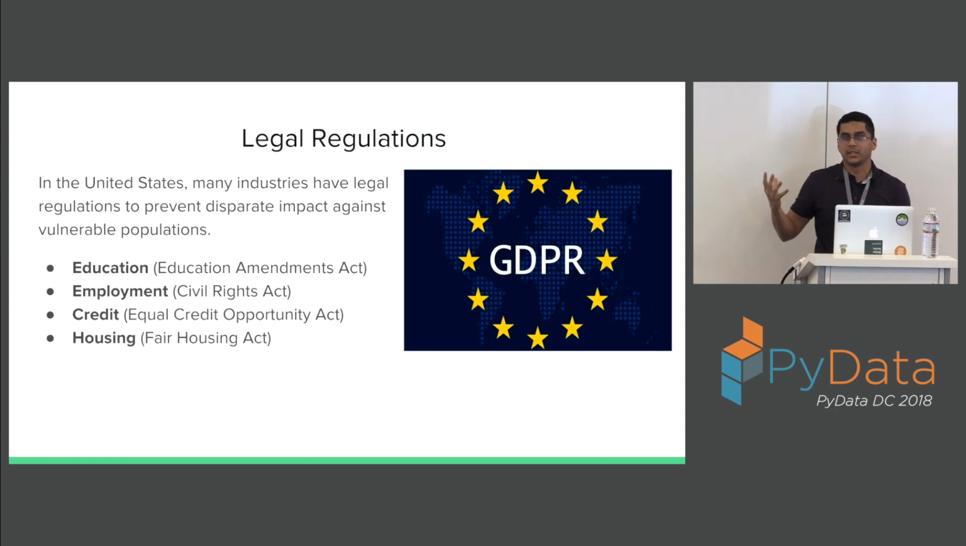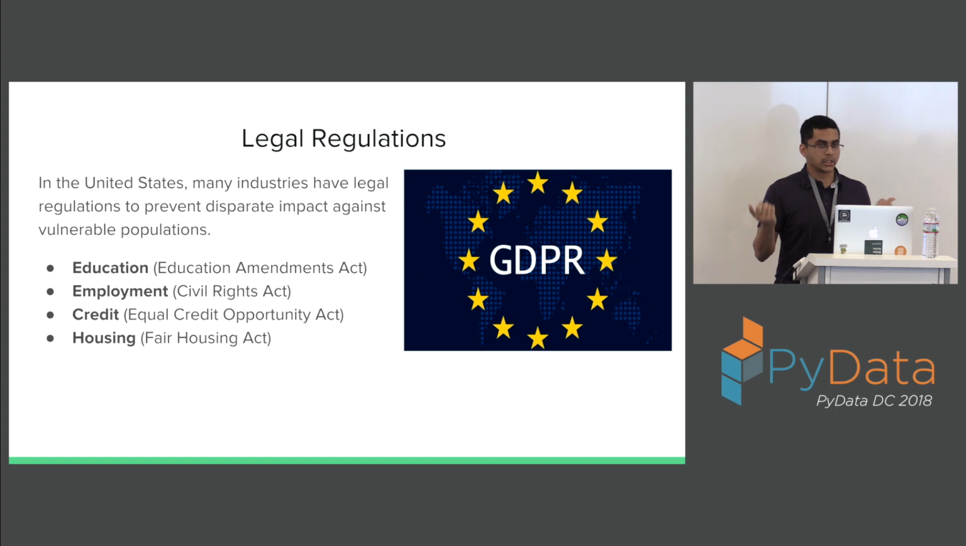And so even if I can't convince you that you should care about algorithmic fairness from a moral perspective, that we should just try to be good people, maybe I can at least convince you from a legal perspective. We have these legal regulations in the United States to protect against disparate impact against vulnerable populations. This is protecting people in education and employment based on race or gender or religion or place of origin, things of that nature. So even if I can't convince you from a moral perspective, I can at least try to convince you that you need to meet legal regulations so you don't get fired and lose your job.